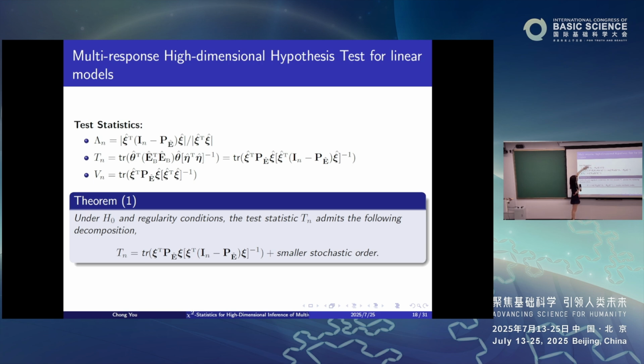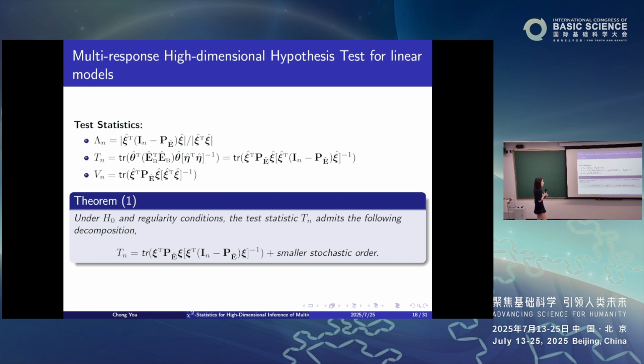So without those hats, we know they all have good properties. But now we don't know what the ground truth is. We use the estimated one to replace those ground truths. Well, they still have good properties, and that's what we proved in our theorems.